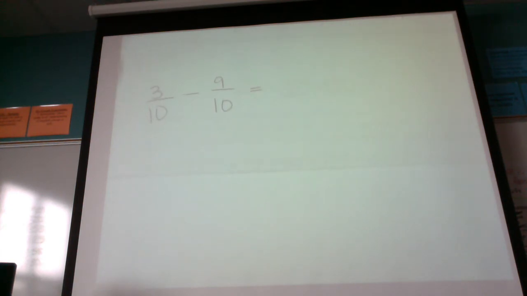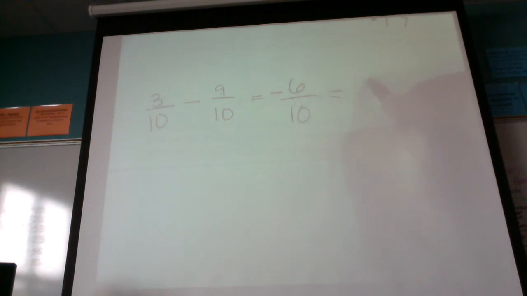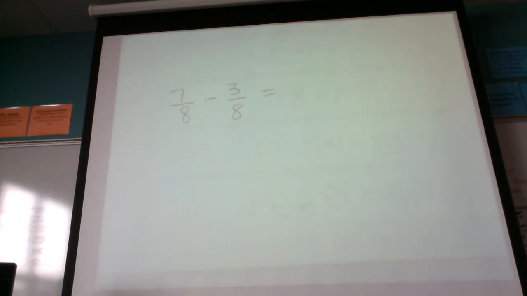Doing a couple more. 3 tenths minus 9 tenths. Tenths are the same. 3 minus 9, keep in mind the integers, is going to be negative 6. That can be simplified. Divide both those by 2 to get negative 3/5. Okay. Next one there, 7/8 minus 3/8. Eighths is my common denominator. 7 minus 3 is 4. I know that 4/8 is equivalent to 1/2.